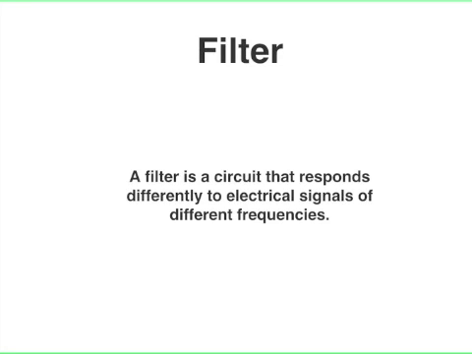So we've talked about the oscillator, which is the sound generating piece of the synthesizer. Now let's take a look at the different types of filters that are in a synthesizer. A filter is a circuit that responds differently to electrical signals of different frequencies.